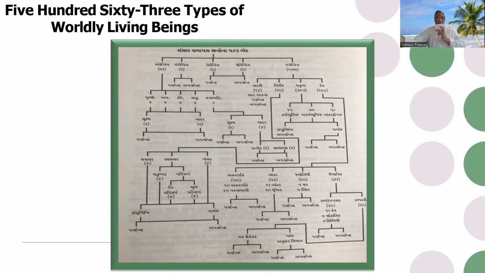In total, this includes all the 1 sensed living beings up to 5 sensed living beings. If you want to know how this number comes out, you can see the chart, which indicates how many living beings there are in each category. And when you come to the total number, you will find that there are 563 types.